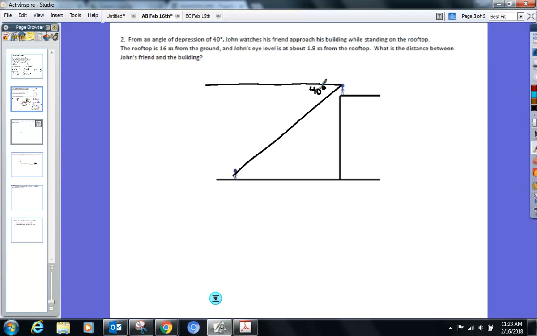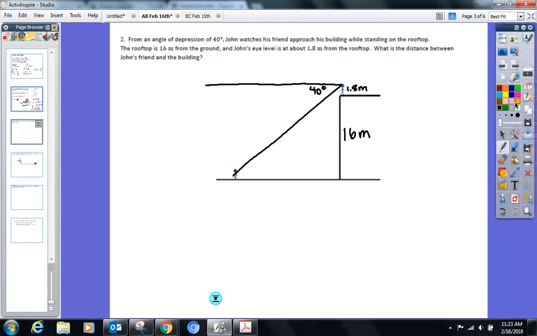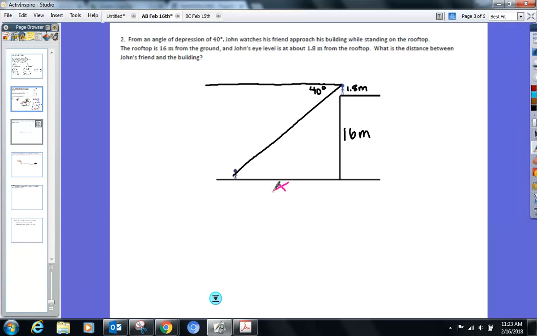What else do we know? The rooftop, 16 meters from the ground. And his buddy there, John's eye level is 1.8 meters from the rooftop. Got it. What's the distance between his friend and the building? Wait, is that like that space? What's the 1.8? That is his eye level from top of the roof to his eye level. Height? Yes, or you can call it his height, but it doesn't go all the way up to his head, just his eyes. But okay. And yes, the building is perpendicular to the ground.